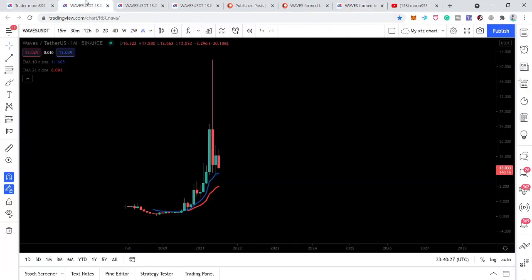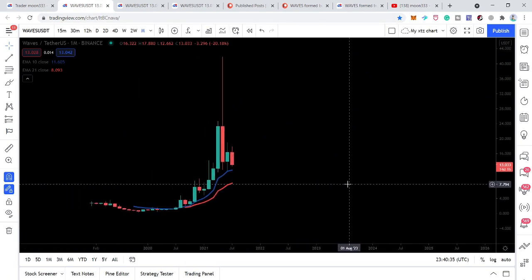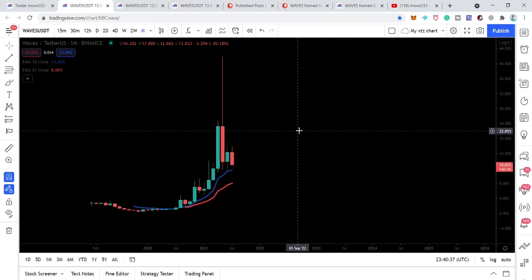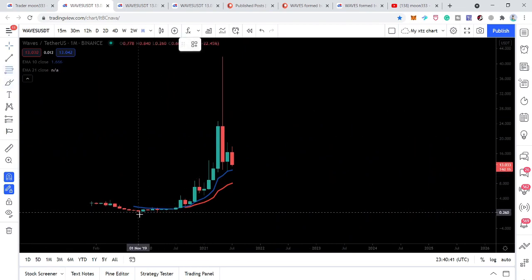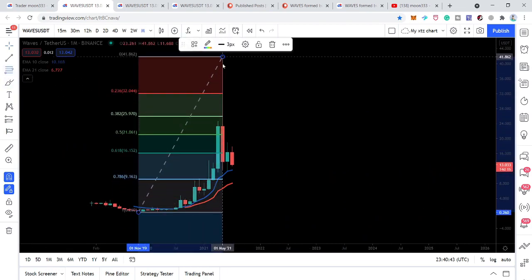Now, if we take a look at the live weekly time frame chart, sorry, this is not the weekly, this is the monthly time frame chart. At this time, this is a very important movement for the Waves coin, because if I place this Fibonacci tool from this low to this high, then we can see that the price line after this very big rally has retraced between 0.618 to 0.786 Fibonacci retracement level.